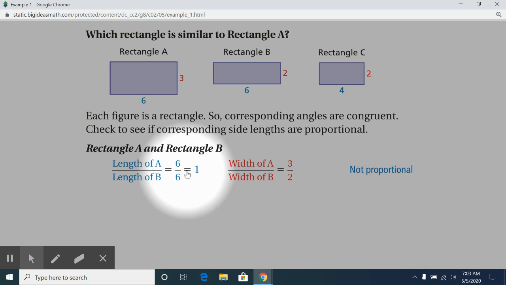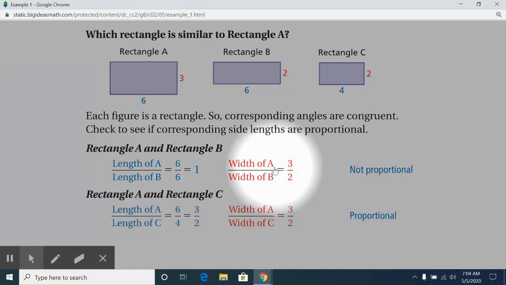What they did here was they said the length of rectangle A is 6, as well as the length of rectangle B is 6. So 6/6, that equals 1. Now we're seeing, is that the same as the ratio that we can make out of their widths? The width of rectangle A is 3, and the width of rectangle B is 2. 3/2 is not the same as 6/6 or 1, so they are not proportional.